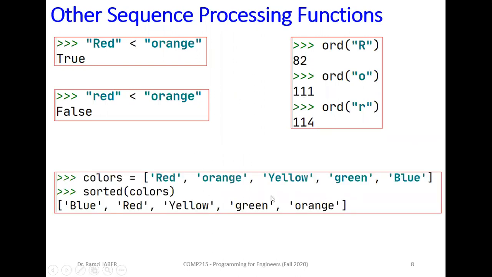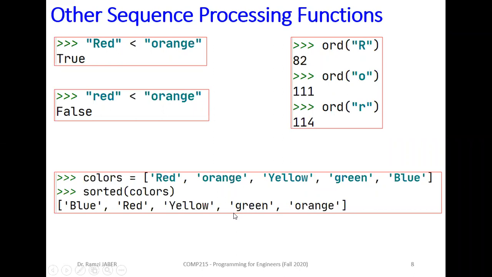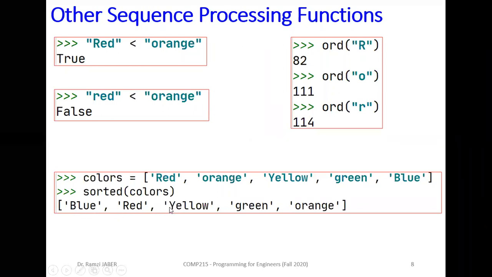If you have this colors list: red, orange, yellow, green, blue, red with capital R, yellow with capital Y. If we use the built-in function sorted on colors, first it sorts only the capital letters, then the small letters, as you can see. Why is it before j or o? Because Y is a capital letter. So all the alphabetical characters in capital letters are less than small letters.